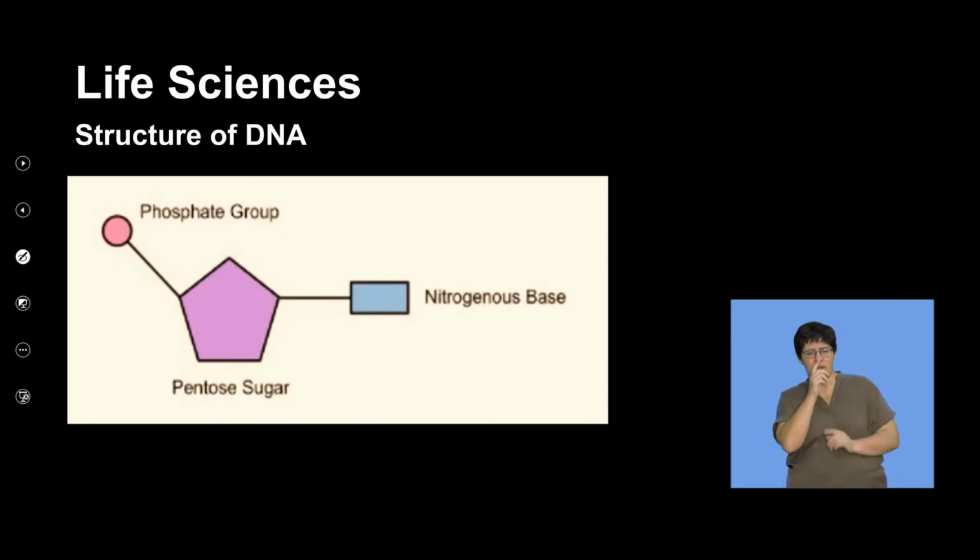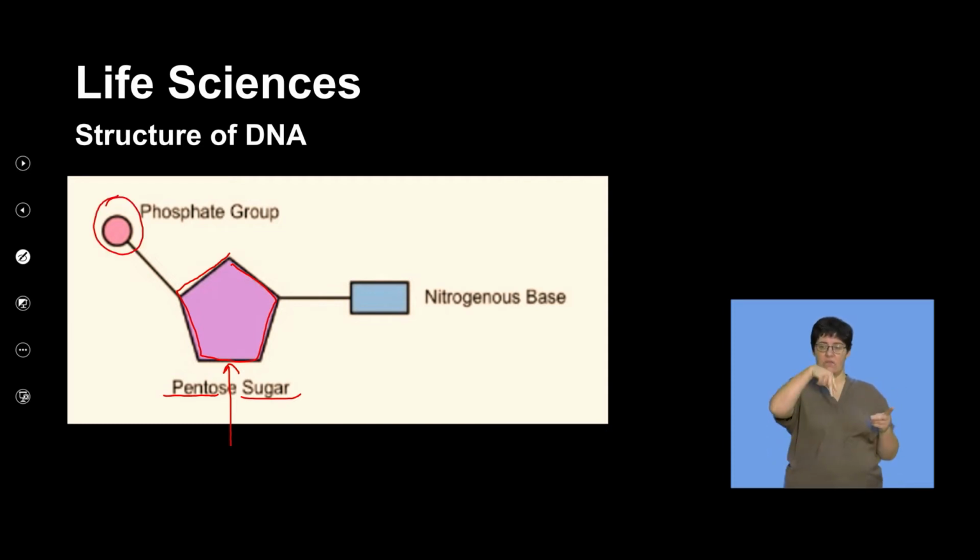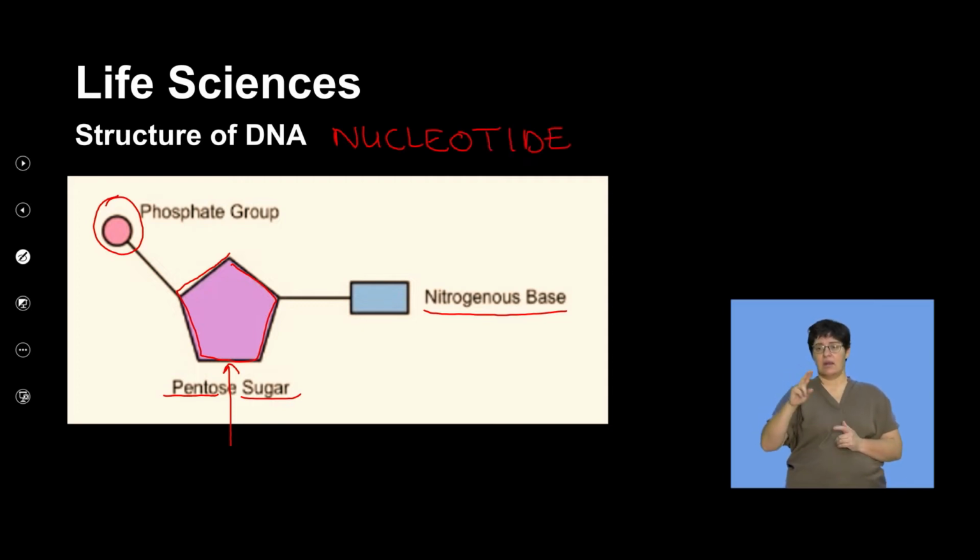Let's try and unpack that in a diagrammatic representation. As I said, it contains a single sugar molecule. We often draw it as a pentagon because it is a 5-carbon sugar, and we refer to that as a pentose sugar. Unlike glucose, which is a hexose sugar, DNA contains a pentose sugar, which is a 5-carbon sugar. It has a phosphate group, as well as a nitrogenous base. Those are the 3 components that make up a single nucleotide, which, as I mentioned, is the simplest building block of DNA.